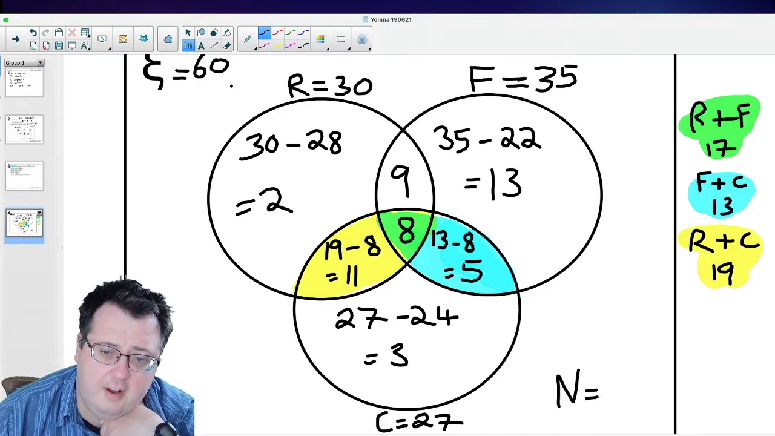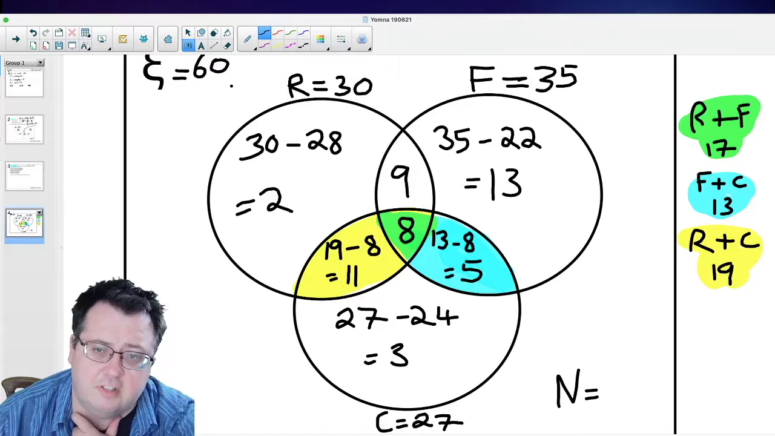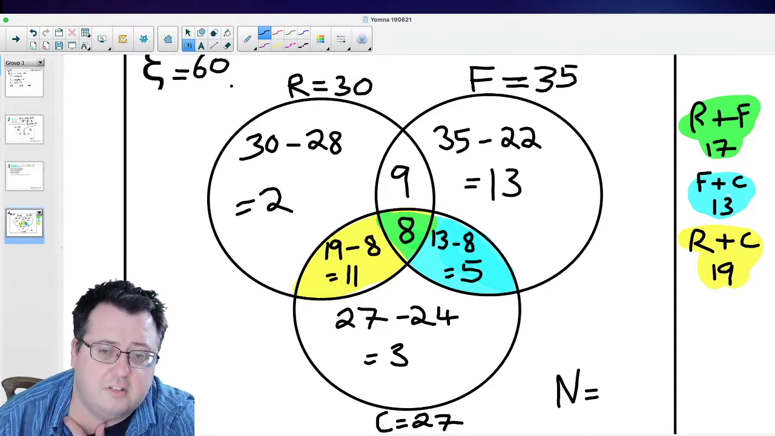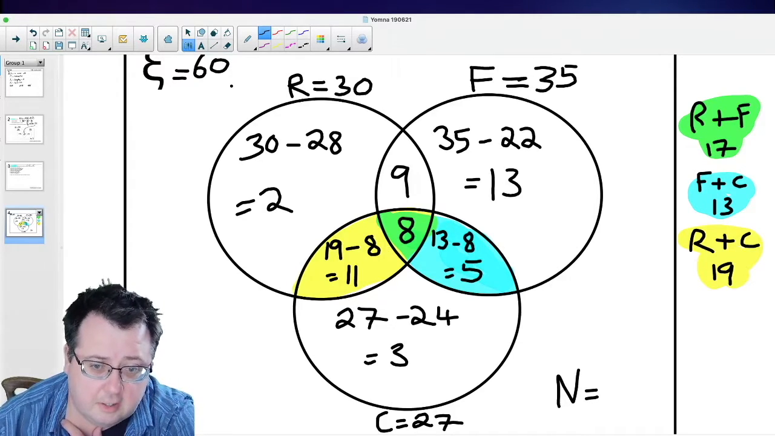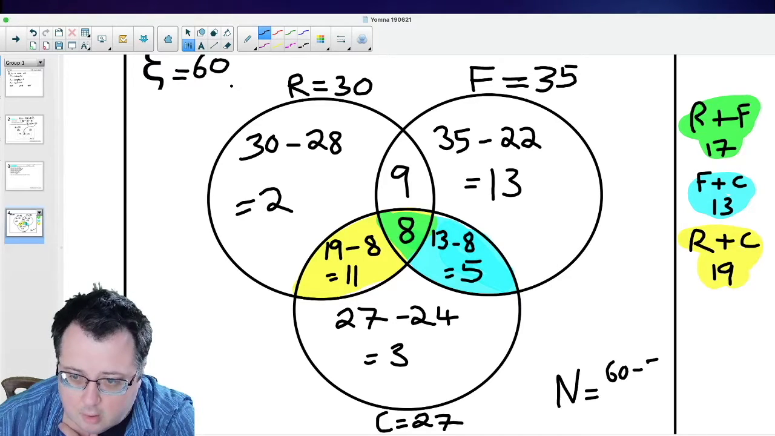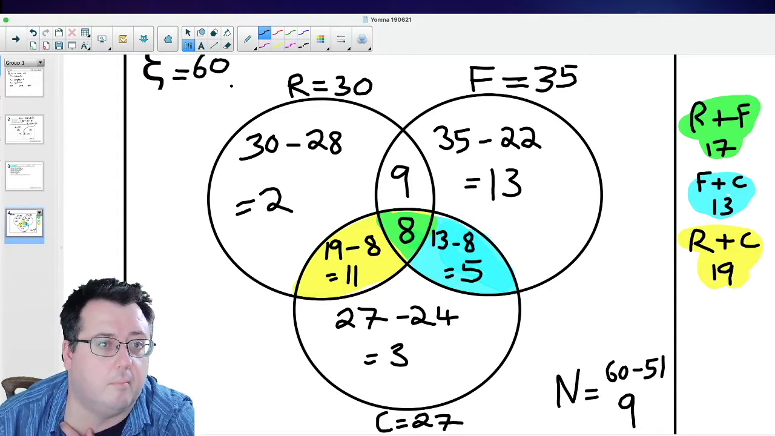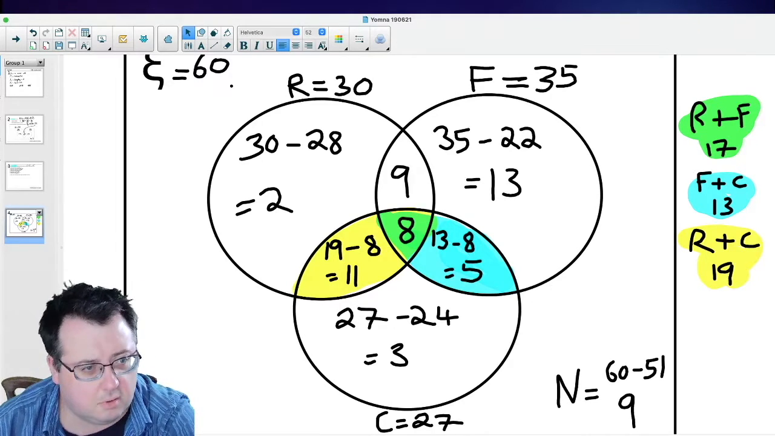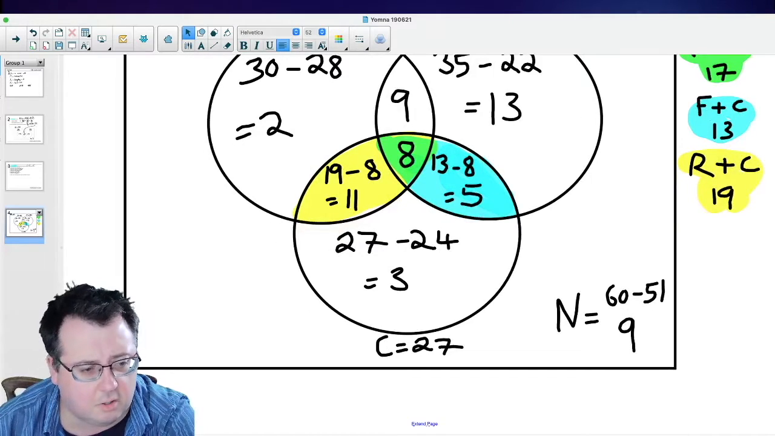So to work out the n, I now have to find out how much is in all 3 circles. So I add up everything that I've got. I've got 2 plus 11 plus 9 plus 8 makes 30. Plus 13 makes 43. Plus 5 makes 48. Plus 3 makes 51. So if I do 60 and subtract 51, I will get 9, which is the answer here. Is that okay? Good.